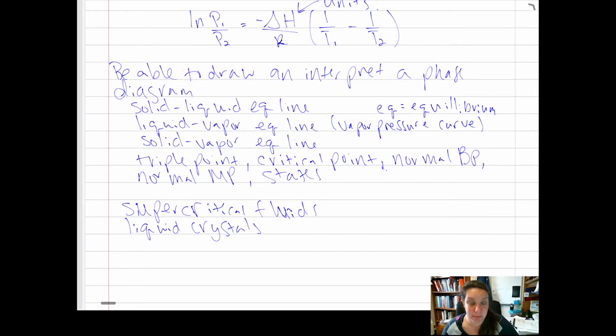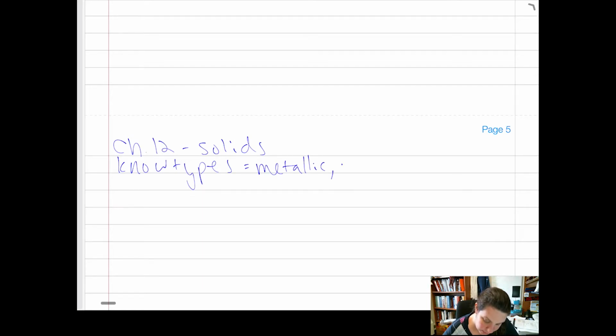Okay, and that's it for chapter number 11. We're going to move on to chapter number 12. Let's go down here. So chapter 12 is our solids. With our solids, we're talking about the different types of solids, so you know your types. So this includes metallic, ionic, covalent network, and molecular. So with those, know their properties.